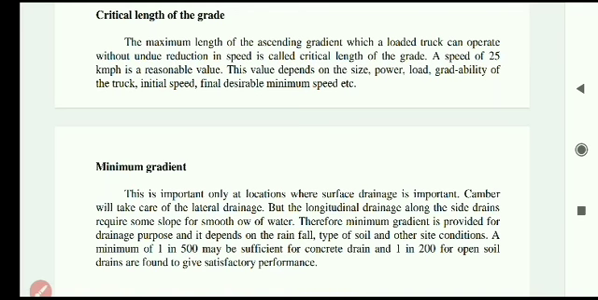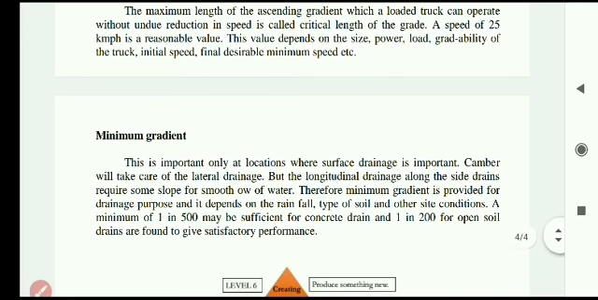Camber will take care of lateral drainage, but the longitudinal drainage along the side drains requires some slope for smooth flow of water. See, that is what I have told. Cambers will be there across the plain terrain, just to drain off the water resting on the pavement surface. Lateral movement of the water is possible across the camber, but throughout the length of the road, sometimes heavy water is entering, and that water should be drained off to the drains immediately.